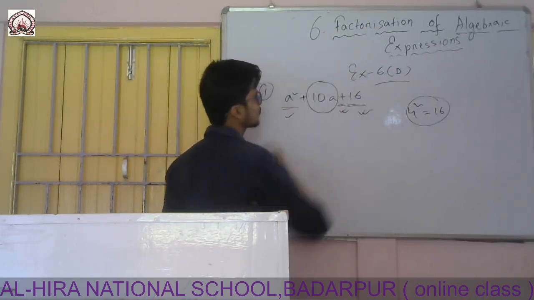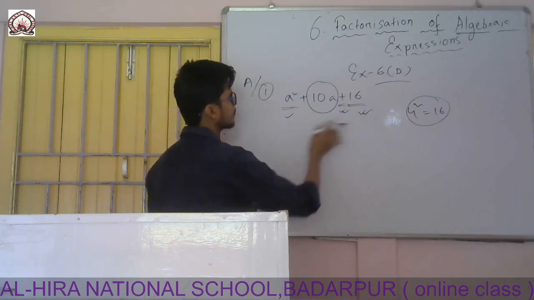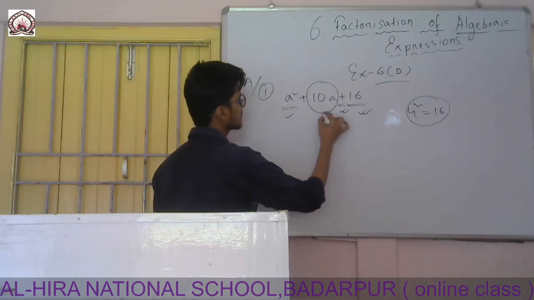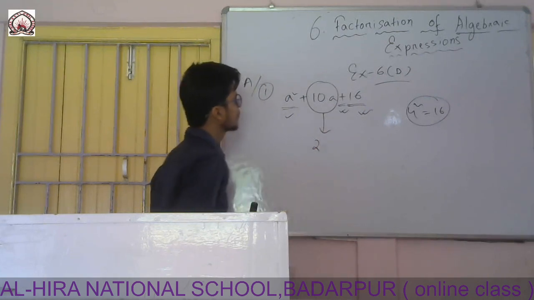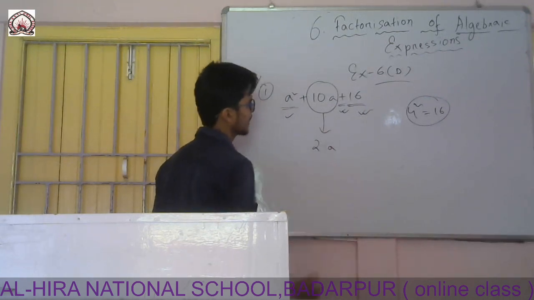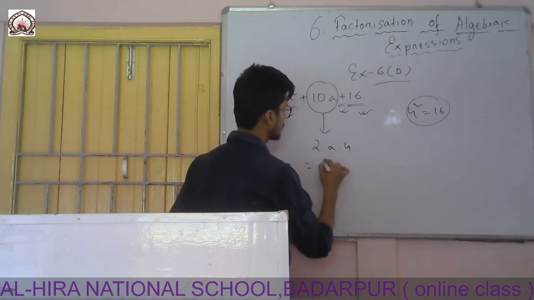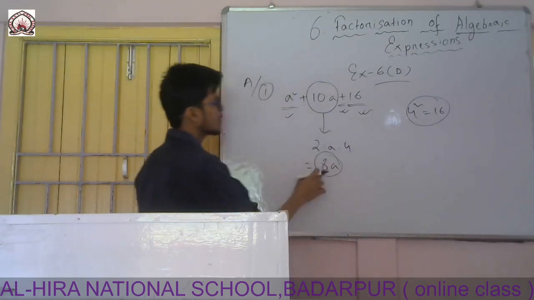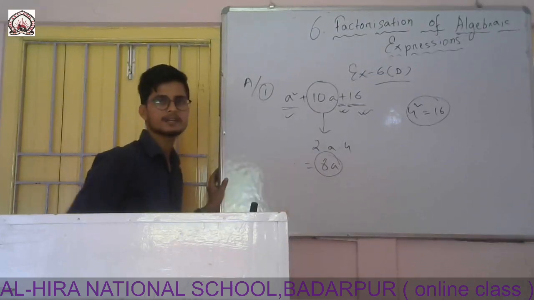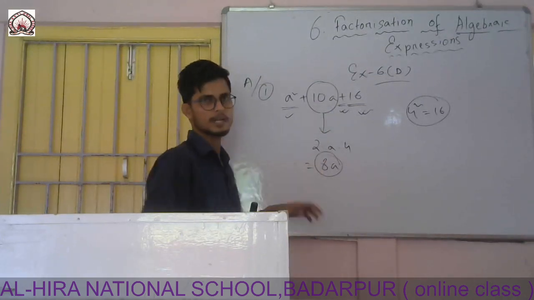Now I will check whether the middle term follows this formula. For this case it is a, so first I will write 2, then a, and b is 4. So 2 times 4 is 8a. Only if it was 8a would it be a perfect trinomial square. That means it is not a perfect trinomial square.